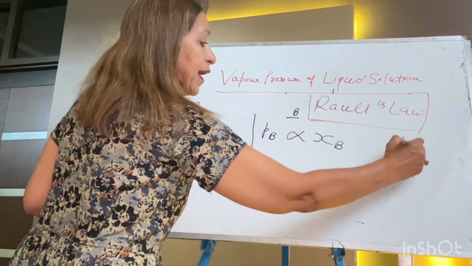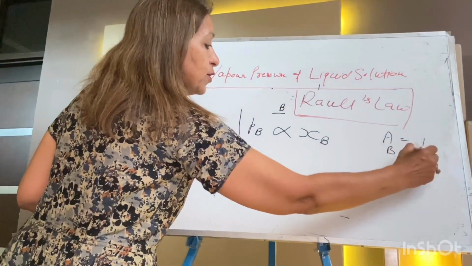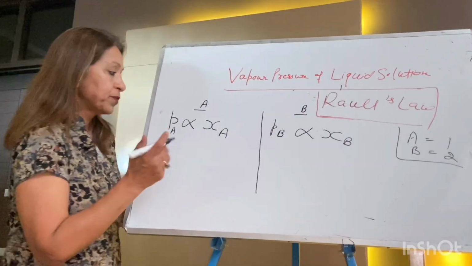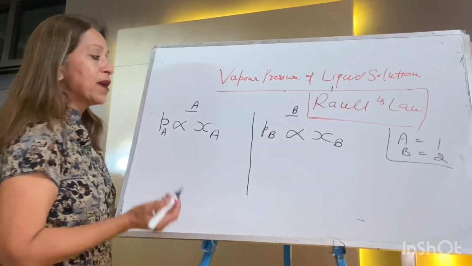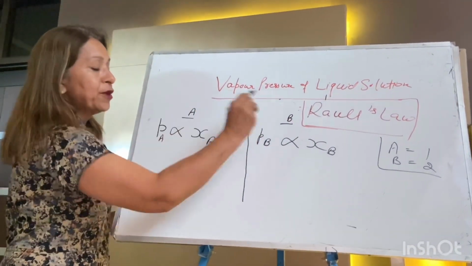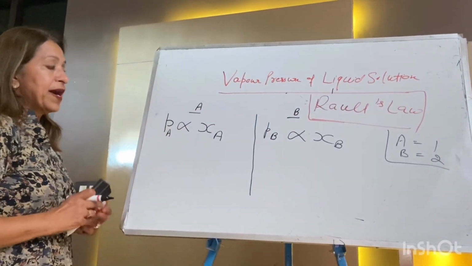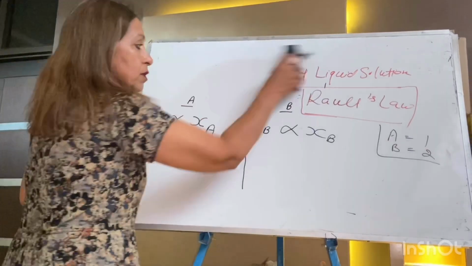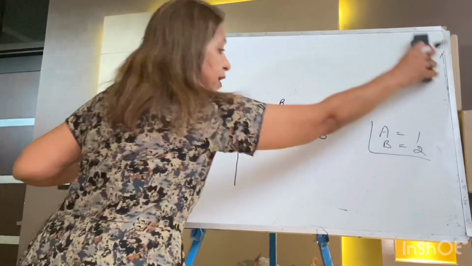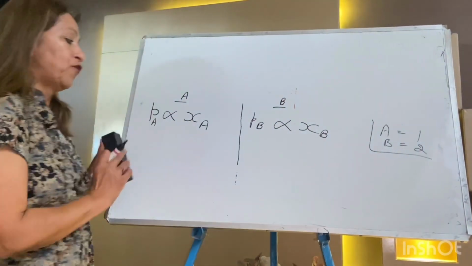You may take A equal to 1, B equal to 2. That is your wish. Either you take 1, 2 or you take A, B. So both A and B are my components. Both are volatile. According to Raoult's law, the partial pressure of any component in a solution is directly proportional to its own mole fraction.